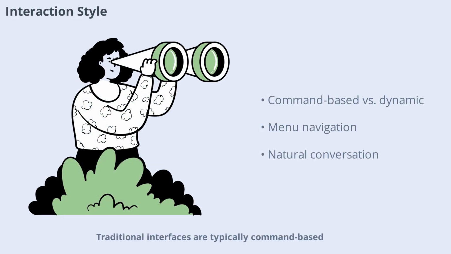Traditional interfaces are typically command-based. You select options from menus, click buttons, and follow a set path. Conversational AI, in contrast, is more dynamic. You can ask questions in your own words, and the AI interprets your intent. This makes interactions feel more natural and less rigid, especially for tasks that don't fit neatly into predefined categories.